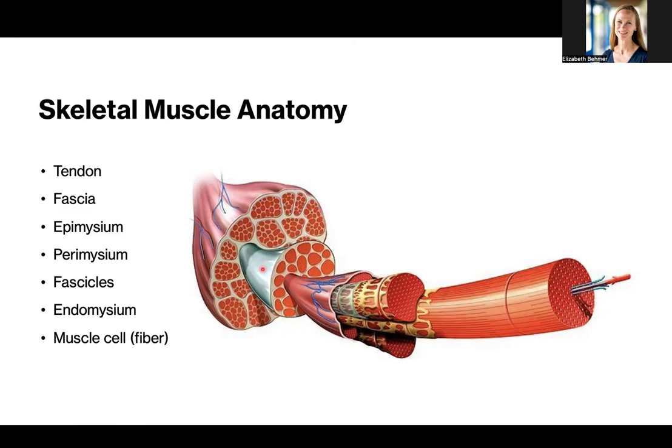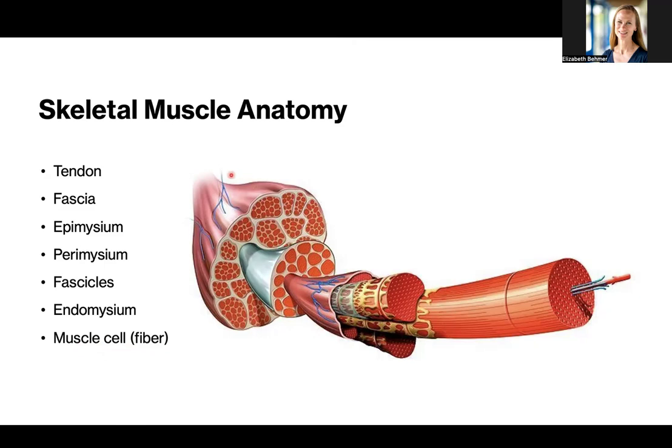Coming out of the fascicles are bundles of muscle cells. And a muscle cell, when we're referring to it in muscle tissue, is called a muscle fiber. So the words muscle fiber and muscle cell are used interchangeably. Covering the individual muscle fiber, right where my laser is, is the endomysium. And the endomysium is just another layer of connective tissue that's covering the entire muscle fiber.